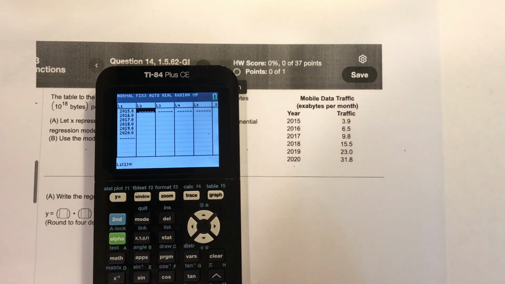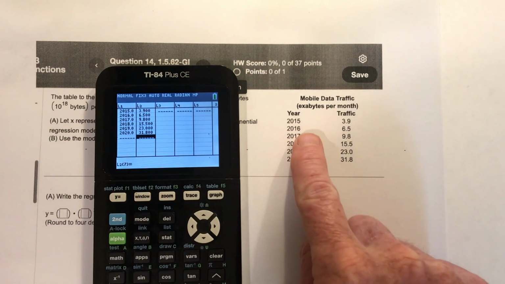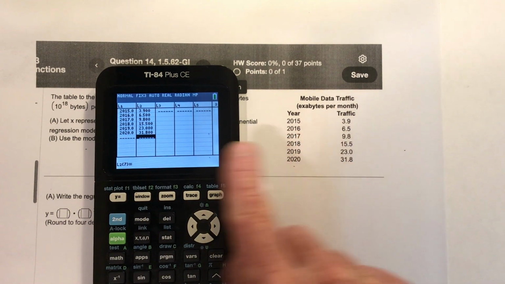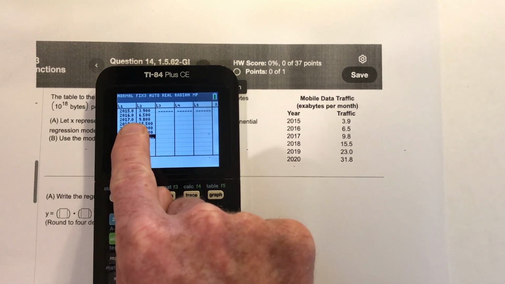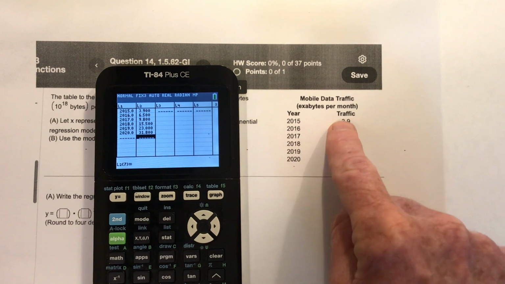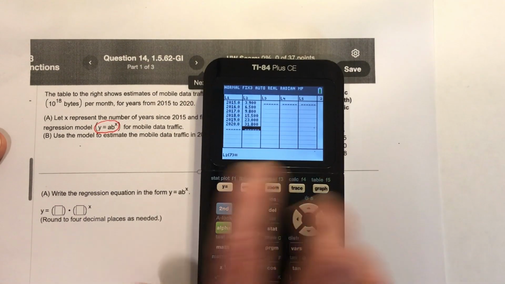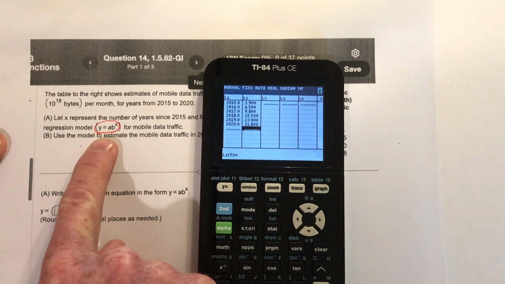And then type in these: 3.9, 6.5, 9.8, 15.5, 23.0, and 31.8. And then they do need to be paired up. So for example, the 2016 is across from the 6.5. So just make sure that they are in the same order as over here. Okay, now we need to do this part, and the calculator will do this for us.